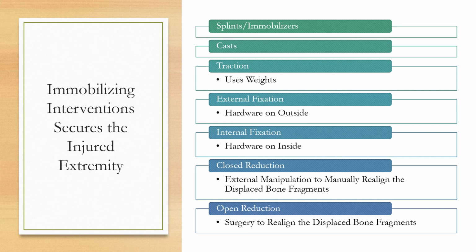Casts, so casts can be from plaster of Paris or fiberglass, and we'll talk a bit about that. Traction, so traction is typically for an upper or lower limb fracture for the most part, and you want to apply traction to keep the bones pulled apart, to keep them in line, okay?